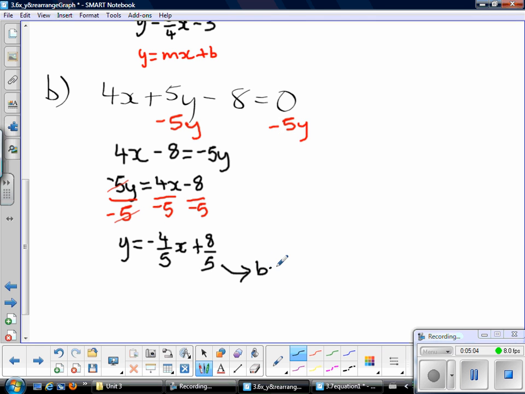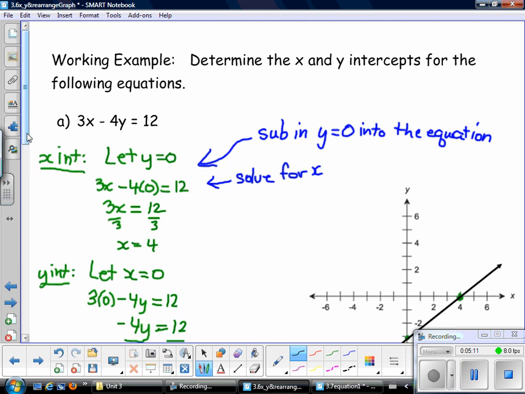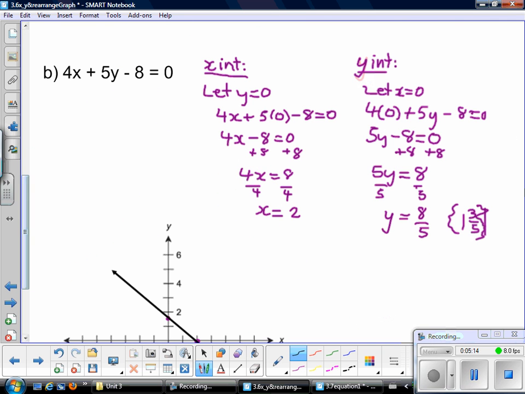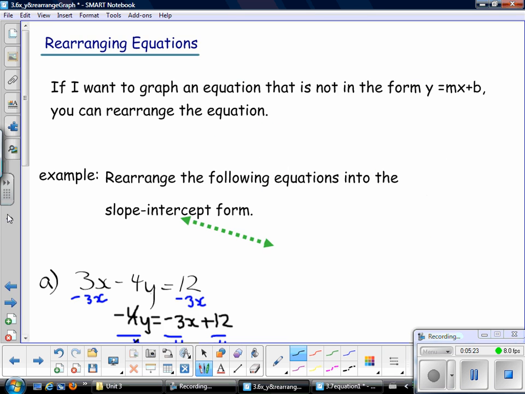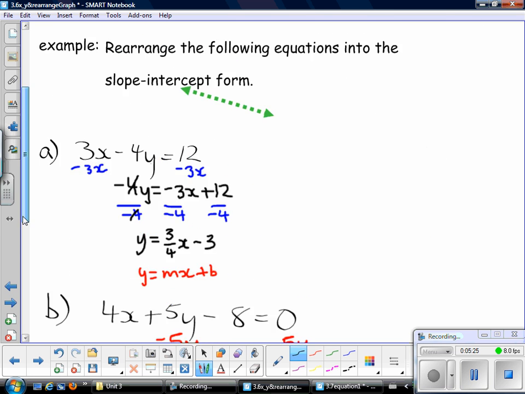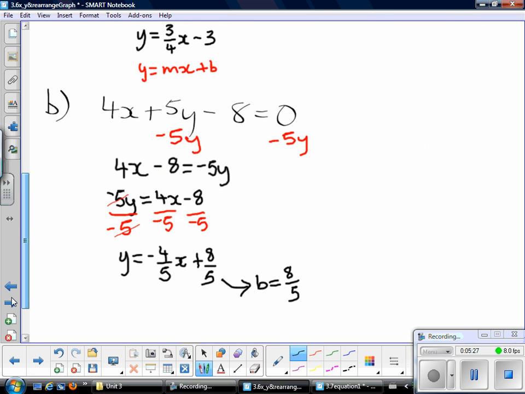Now you can see by doing it this way, we can see here that our b value, our y-intercept, is 8/5. And if you look back at what we did when we found our intercepts, was it 8/5? Well, let's go down and see. Yes, it was 8/5. We ended up with the same number. Obviously you're not going to check by doing intercepts and then check by rearranging the equation. You're going to do one or the other. But you can see that it is true, you get the exact same thing.